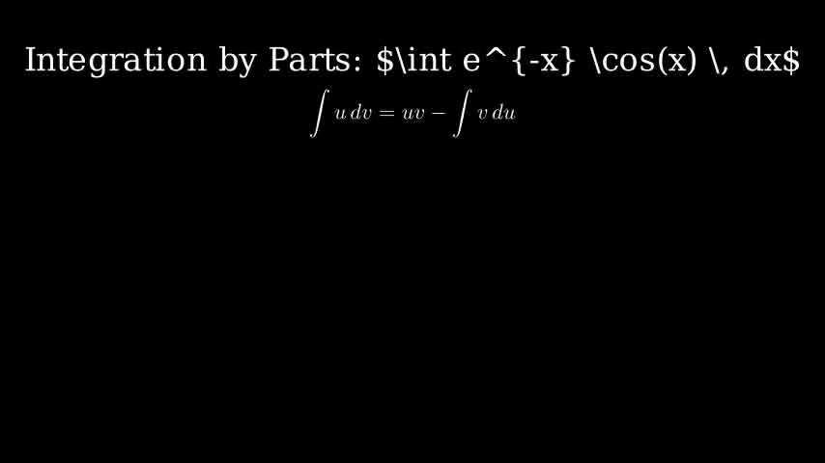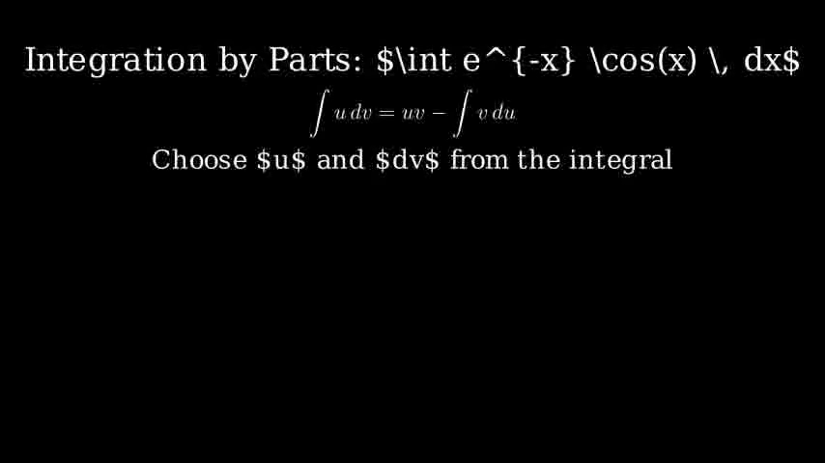The idea of integration by parts comes from the product rule in reverse. We'll want to choose parts of our integral as u and dv. For this problem, let's choose u to be cosine of x so that dv is e to the power of negative x dx. Now, let's differentiate and integrate as necessary.